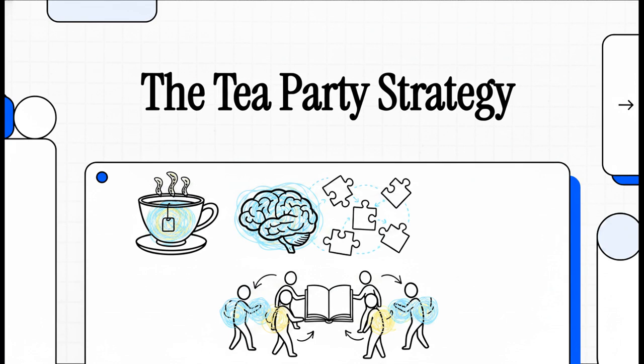Today, we're bringing you a brand new explainer focused on an incredibly dynamic pre-reading tool. It's called the Tea Party strategy. It's an active learning technique that totally flips the traditional classroom script on its head. Instead of starting a lesson by just opening a textbook or sitting through a long lecture, this strategy gets learners up, moving around, and actively piecing together the puzzle of what they're about to learn. So, let's piece together how this whole thing works.